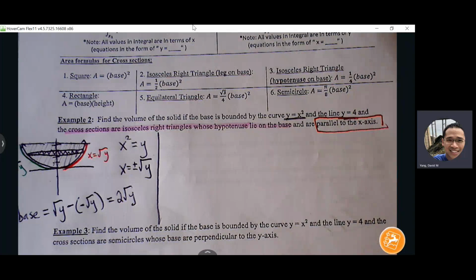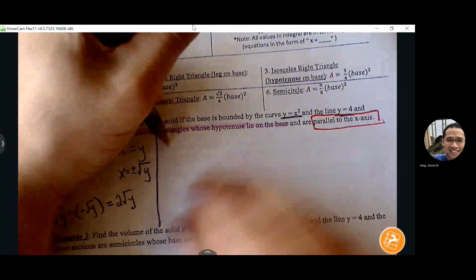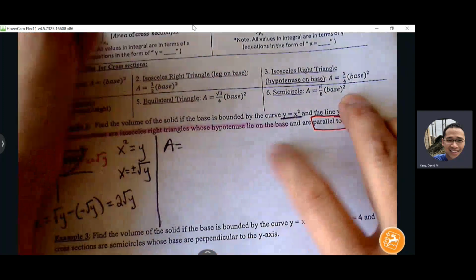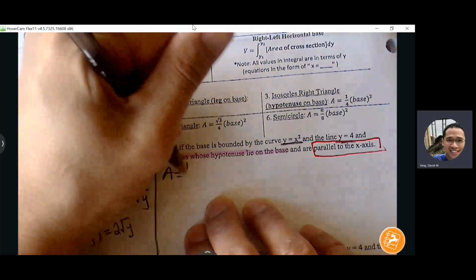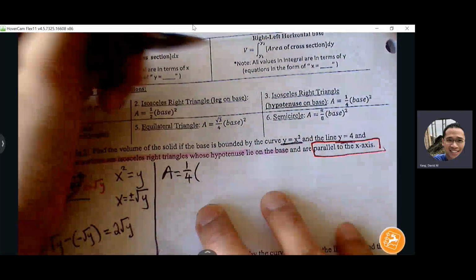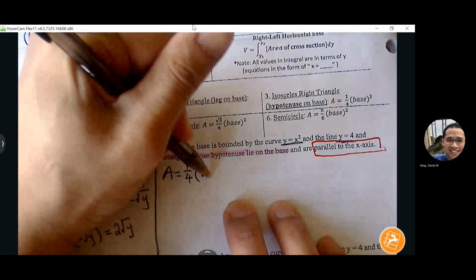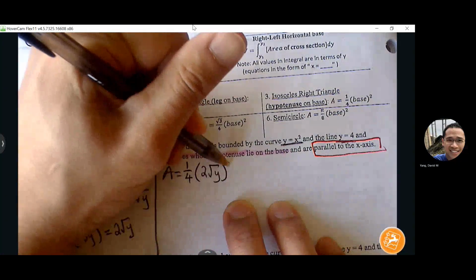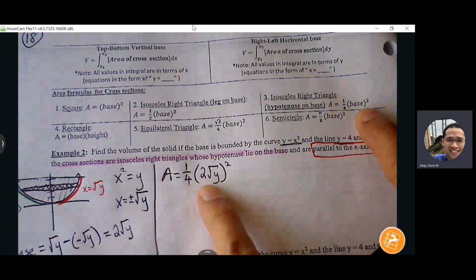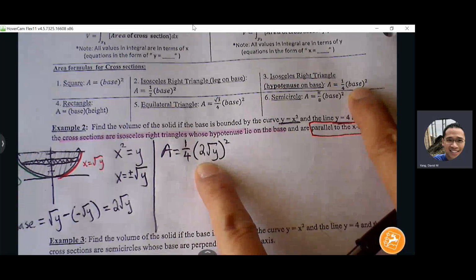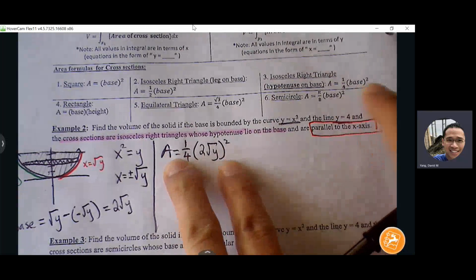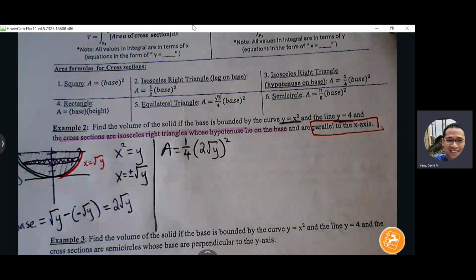We have the base, we have the bounds. Let me build the area first. Now, if you want to jump directly to the volume formula, you're welcome to. I just want to make sure that we're understanding where each of the steps are coming from. So I'm just replacing base with 2 root y and inserting into my formula. And once I have my area, now I can just put integral and dx on both sides with the bounds, and that will turn it into a volume formula.